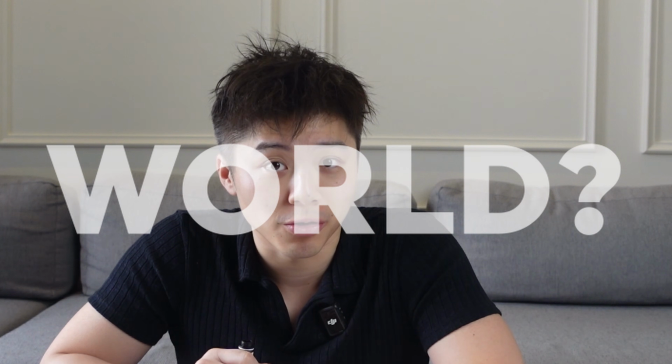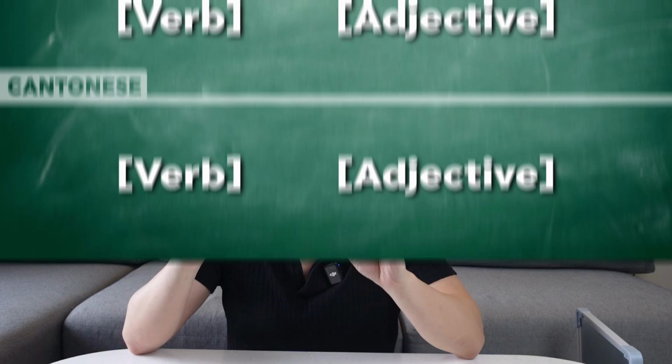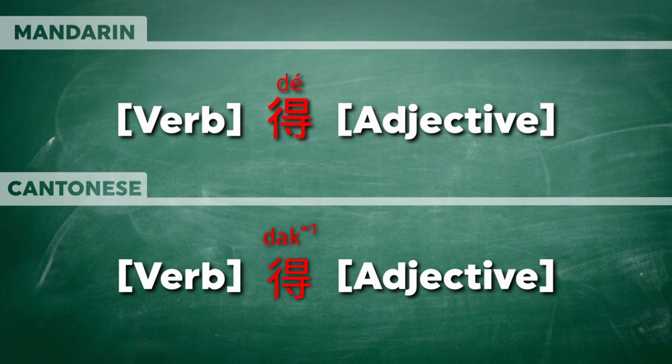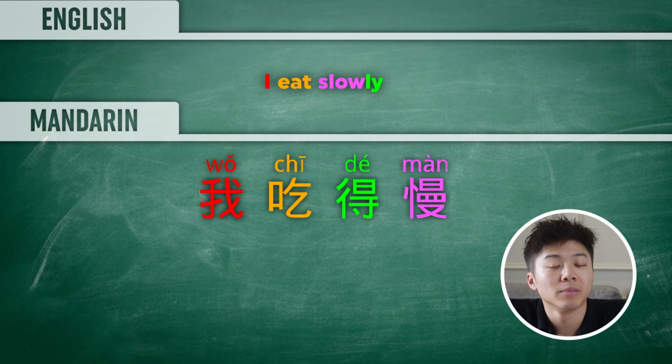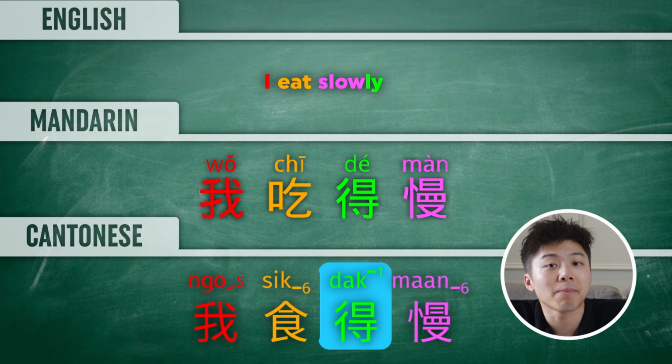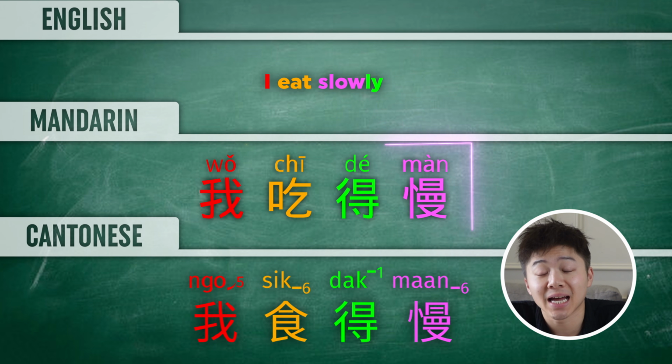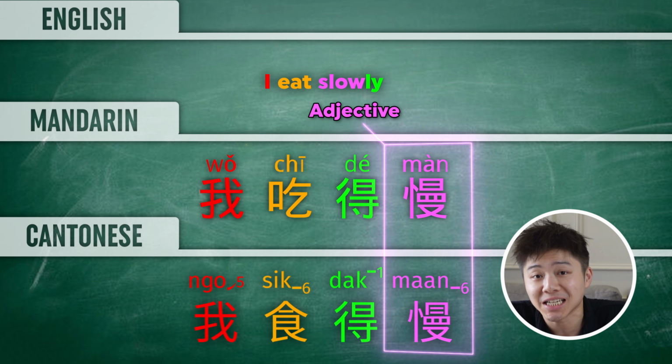But does the same concept exist in the hardest language in the world? Now, in Chinese, you just slip in an adverb the same way using the word de after a verb, but before the adjective. And by the way, this is tup in Cantonese. So for example, in Mandarin, 我吃得慢. In Cantonese, 我食得慢. Now, man in Cantonese or man in Mandarin is the adjective here.